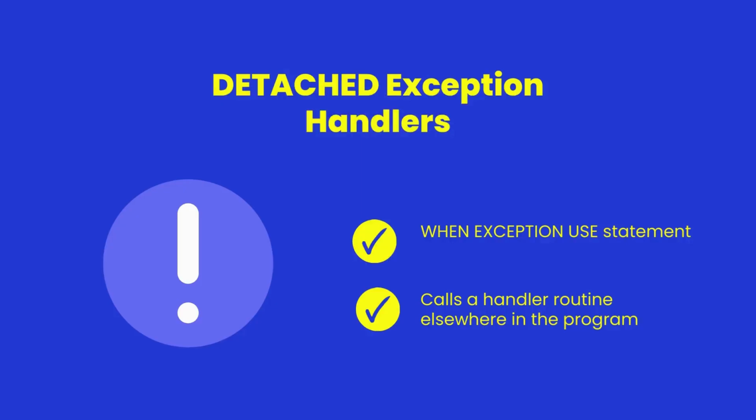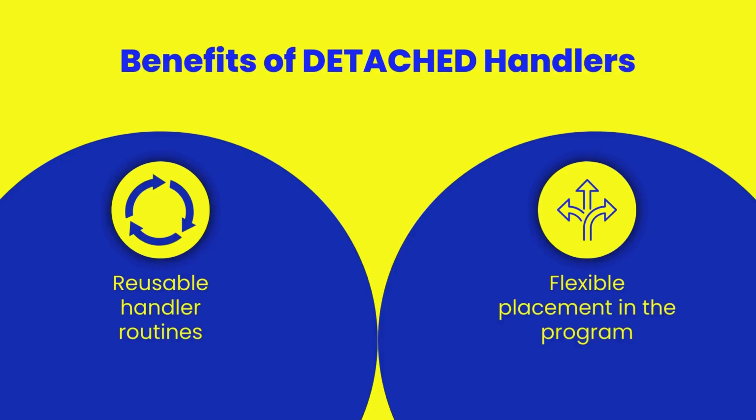For a detached handler, the statement WHEN EXCEPTION USE is used. When an exception occurs in the protected block, WHEN EXCEPTION USE calls a handler routine located in some other part of the program. The same handler routine can be used by any number of WHEN EXCEPTION USE statements and can be placed anywhere in a program.